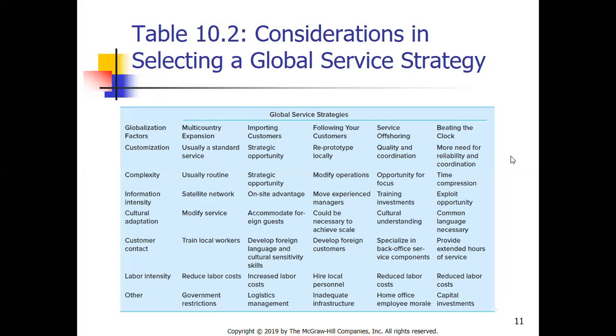Alright, so we take a break. We come back at 9:10. After that, maybe some of you can share some examples of companies. I think some of the companies you are working in may have some of these global service strategies.